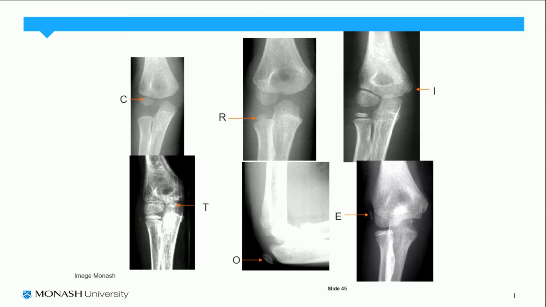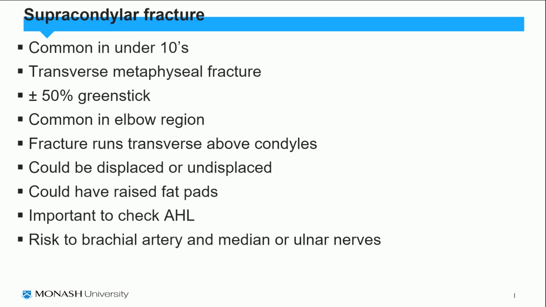Okay, so on this image, in the first one, that child was around about 1 year old, we have capitellum, and then we have the radial head, the internal or medial epicondyle. In the image at the bottom left, we have the trochlea appearing, then the olecranon, and then finally the external or the lateral epicondyle.